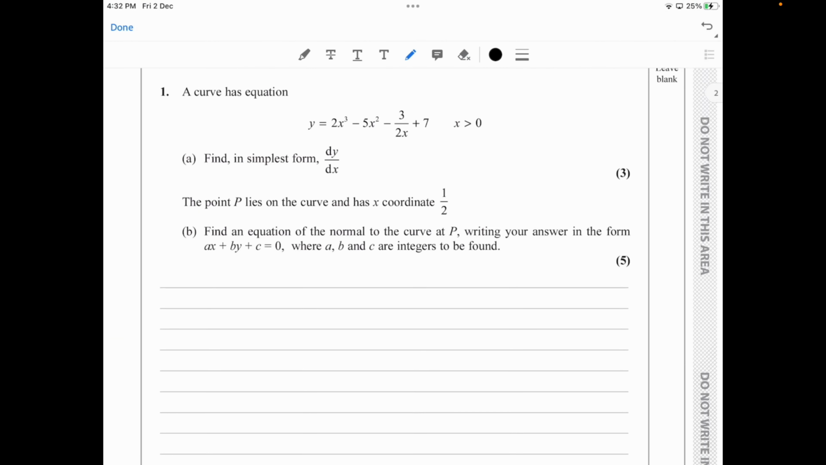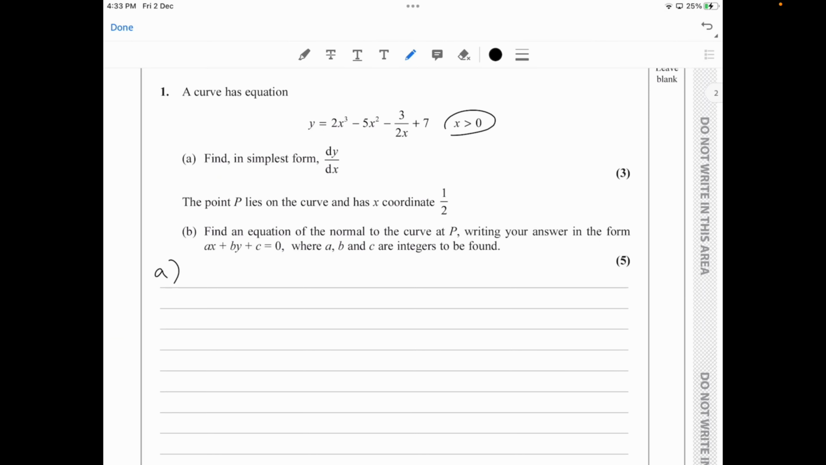Now, the first question is: a curve has equation y equals 2x to the power 3 minus 5x to the power 2 minus 3 divided by 2x plus 7, where x is greater than 0. We have to find, in simplest form, dy over dx.